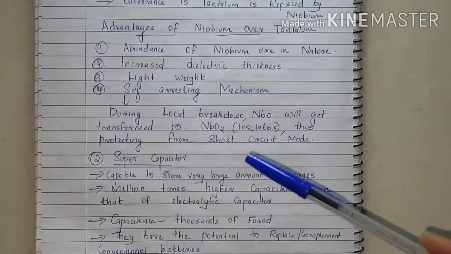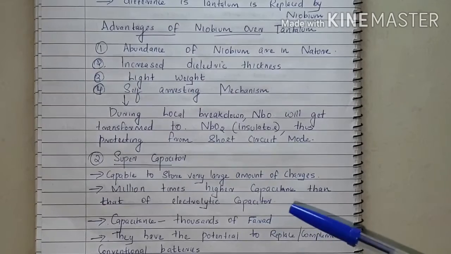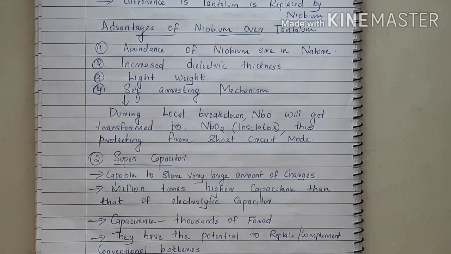The second type of polarized capacitor is the supercapacitor. Compared to electrolytic capacitors, their capacitance range is million times higher, and they are capable of storing a very large amount of charge, their capacitance range is thousands of farad, and also they have the capability to charge and discharge rapidly.